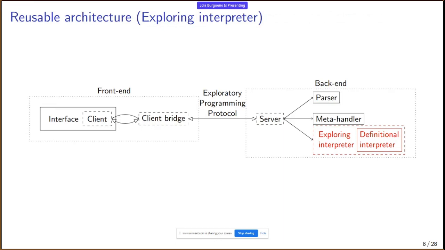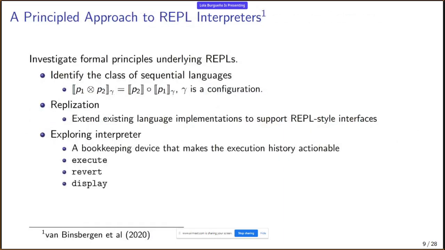The first being the exploring interpreter. This is essentially the engine adding support for exploratory programming to our systems. And this is based on previous work in which they investigated the read-eval print loop and tried to find out what the underlying formalisms are for read-eval print loops. And they found that basically all REPLs, they kind of implement the class of sequential languages. And a sequential language is a language in which we can take any two programs, sequence them together, and then we have a new valid program.